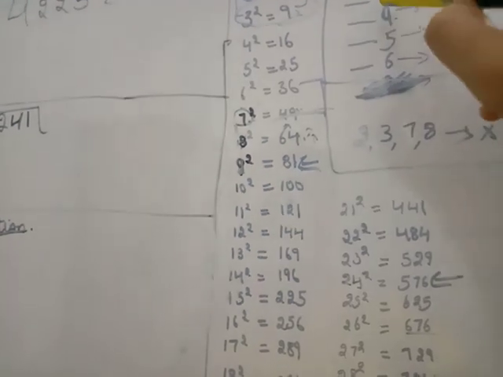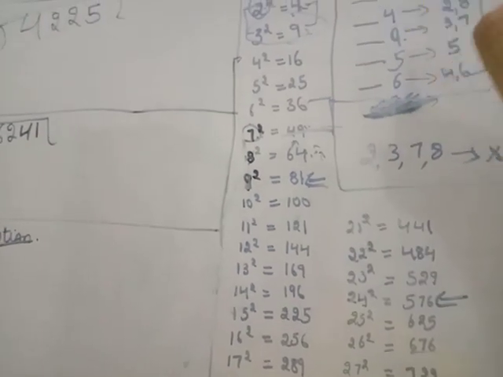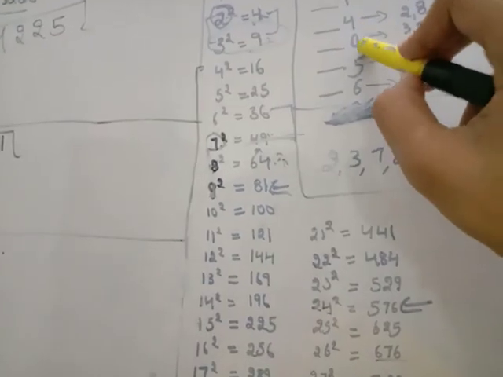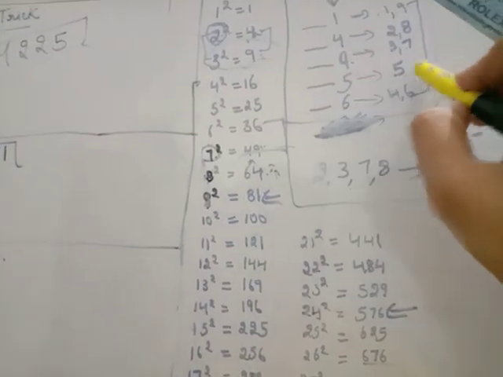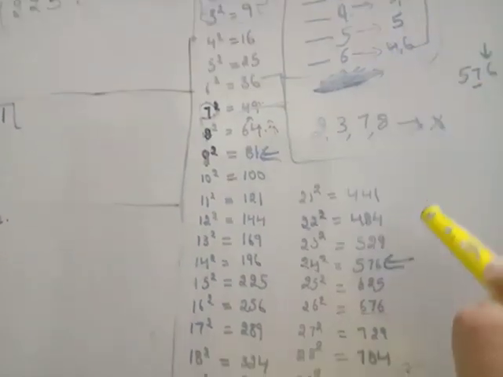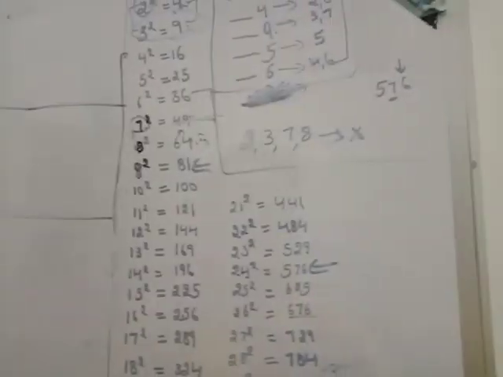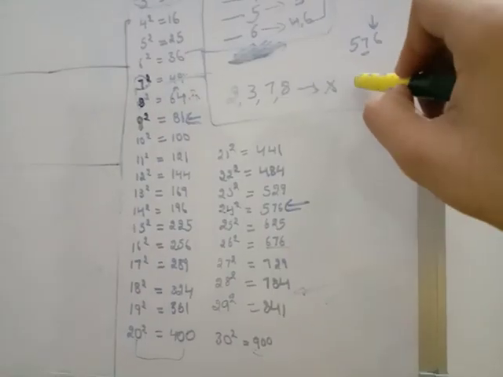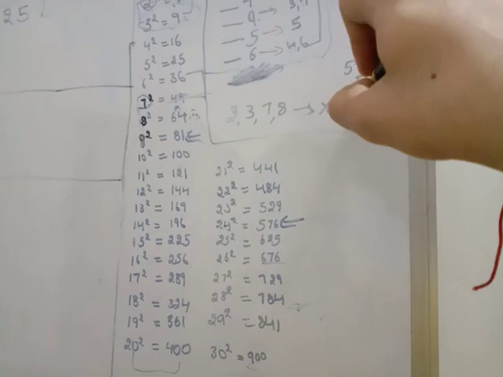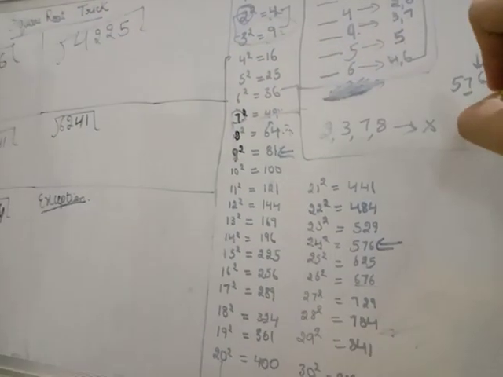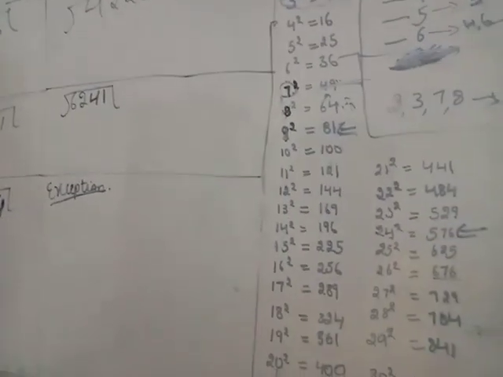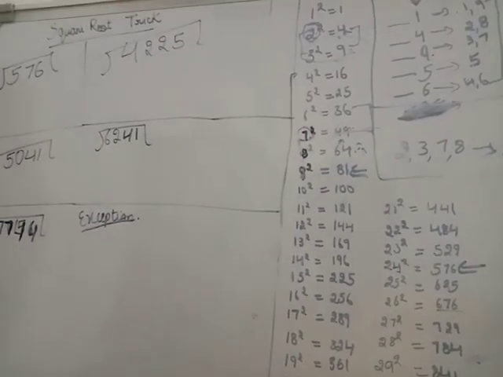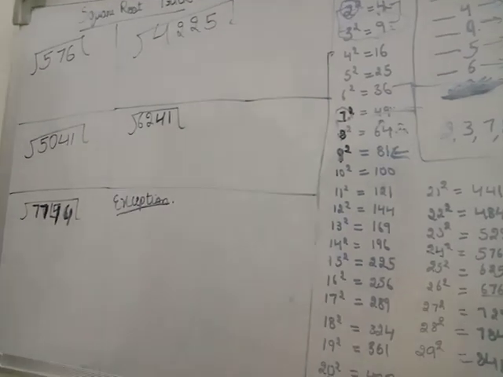Similar is the case with 4. If there is 4, then in the square root number there will be either 2 or 8 at the units place, and if there is 9 then 3 or 7, if 5 then only 5, and if 6 then 4 or 6. If there is 2, 3, 7, 8, then that number will not be the perfect square of any number. Okay, so if there is 1, 4, 9, 5, 6 at its units place, then that number can be the perfect square of some number.